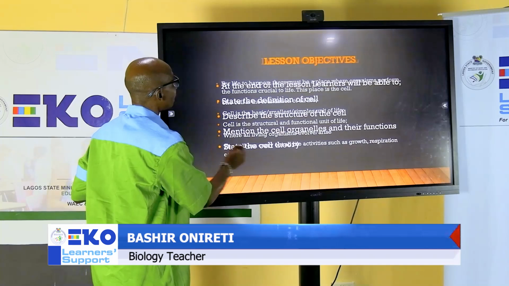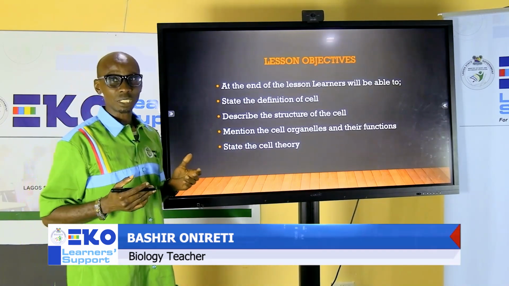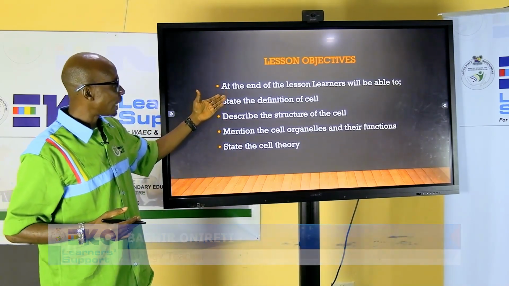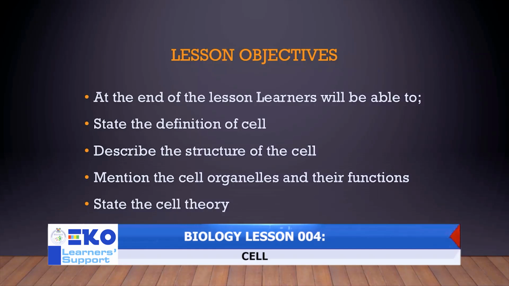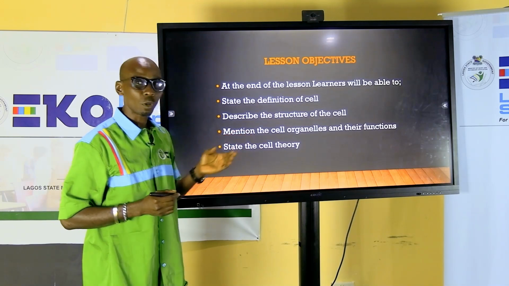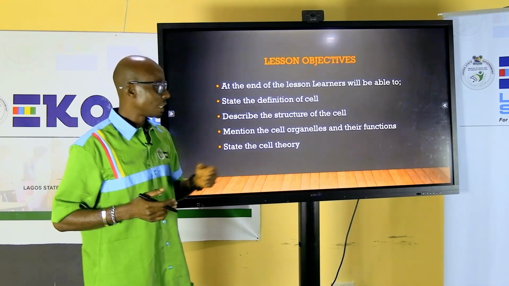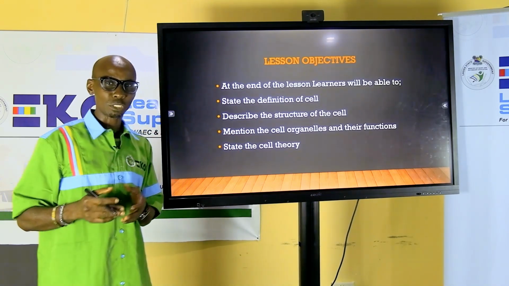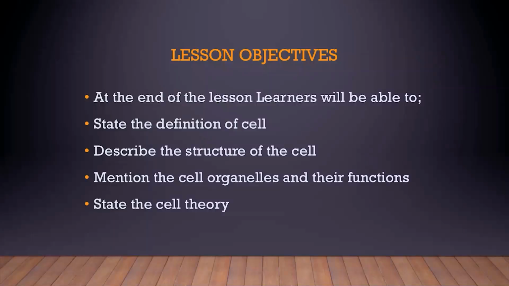This will be our objective for this lesson. By the end, every learner should be able to give a definition of the cell, whichever way is easier for him or her to define. Then they should be able to describe in simple terms what a cell is, then mention some of the organelles that we can find in a cell, as well as the function of each of these organelles. And at the end, they should be able to state the major background theory that forms the lesson we are going to be looking at.